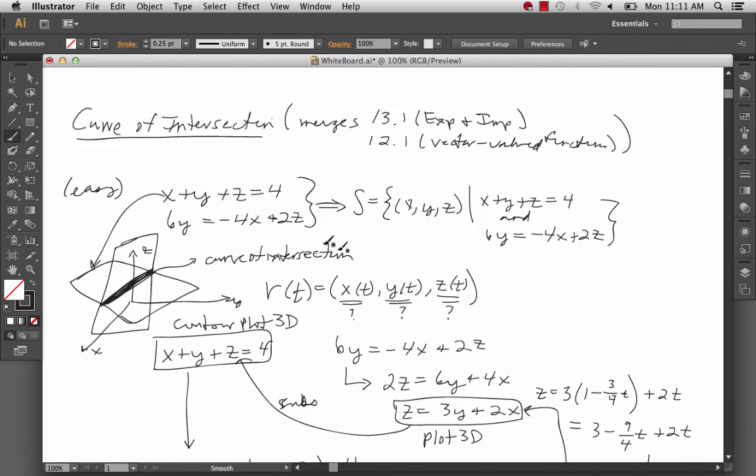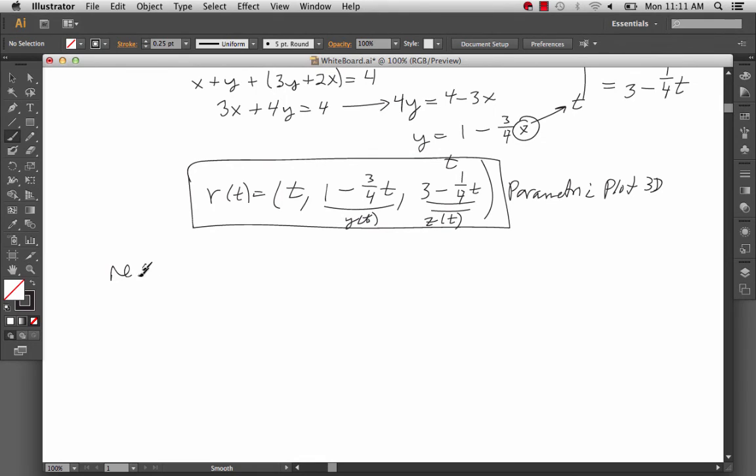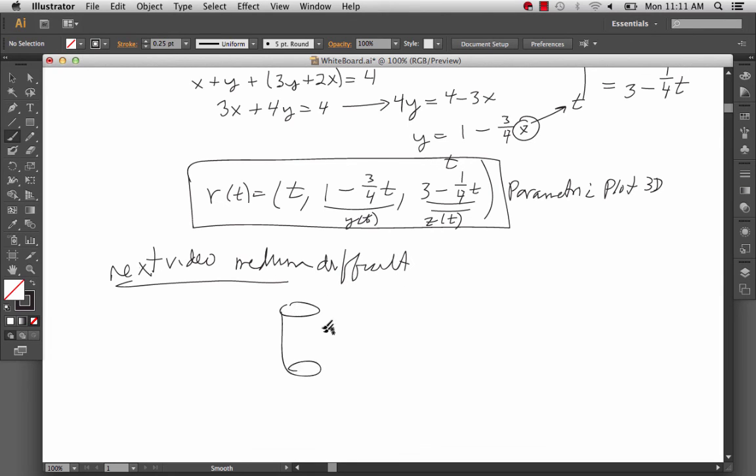So that's an easy curve of intersection problem. In the next video, we'll look at one of medium difficulty, with the intersection of a cylinder and a plane. We know that the curve of intersection is going to be some slanty circle. Okay, so we'll look at that in the next video.